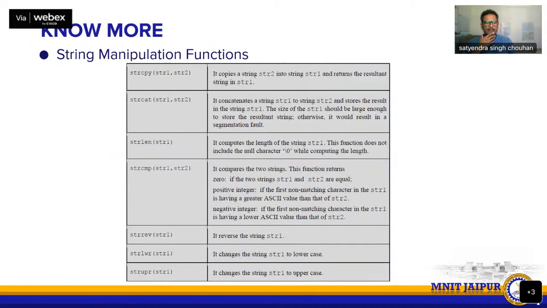Towards the end, there are lots of functions available in C programming language that can be used as utility functions. For example, string manipulating functions that are given in the NOMO section of the book.